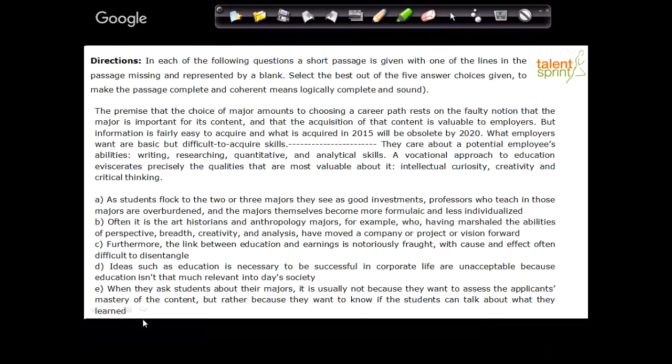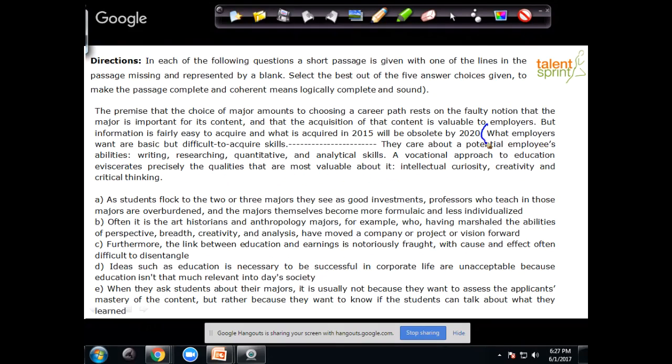Now, before the blank, the sentence says, what employers want are basic but difficult to acquire skills. I want you to keep that in mind. So we're talking about something that the employers want. The following sentence: they care about a potential employee. So this "they" is obviously referring to the employers. They care about a potential employee's abilities, such as writing, researching, quantitative and analytical skills. So just reading the preceding and the following sentence, I have an idea that employers are looking for something in the people they want to employ.